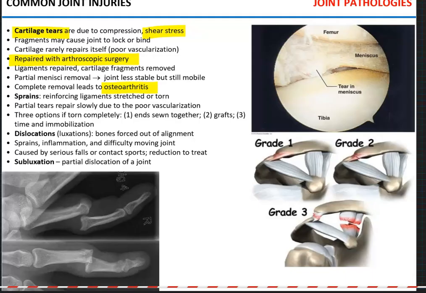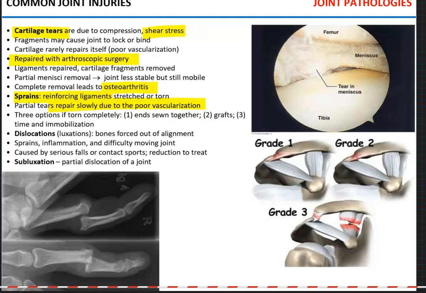Okay, sprains refers to the ligaments. You stretch them or you tear them. Also, slow repair, because there are no blood vessels, and the only way the factors required for repair are going to be delivered is through the synovial fluid, which is not really optimal.